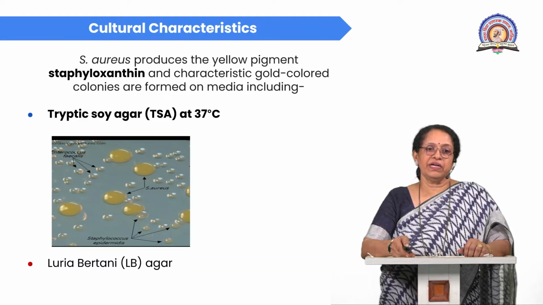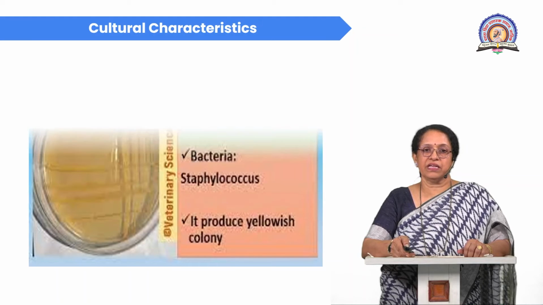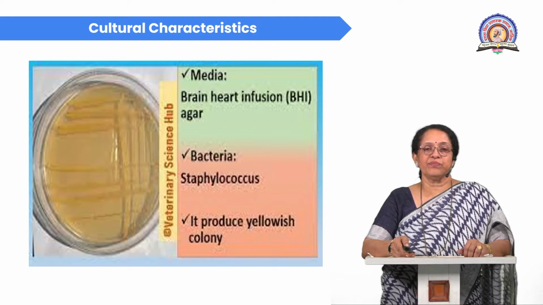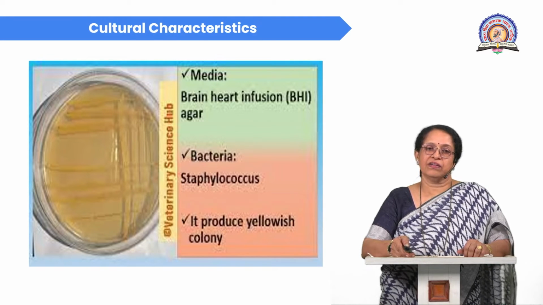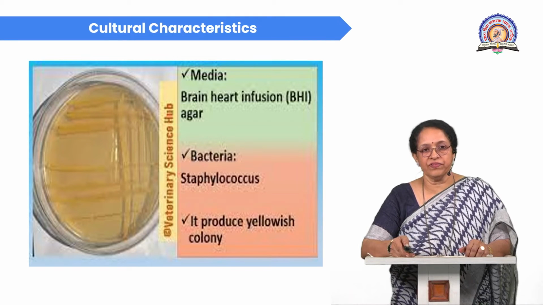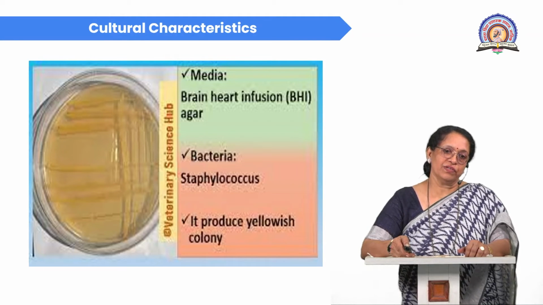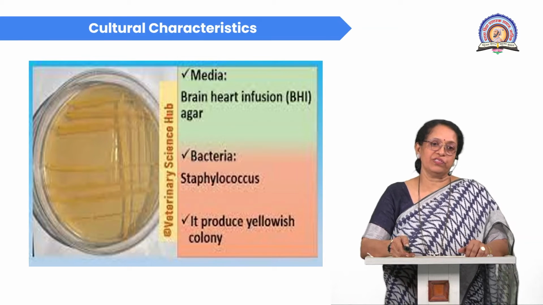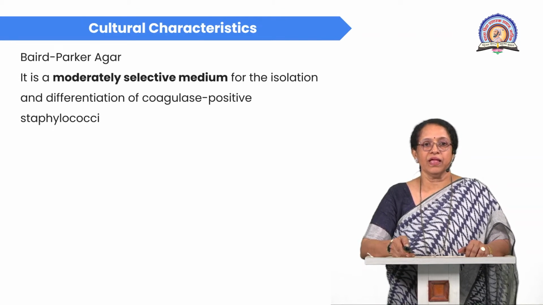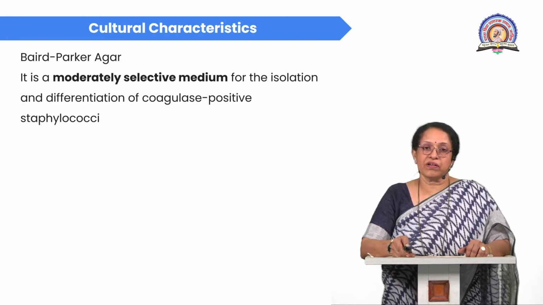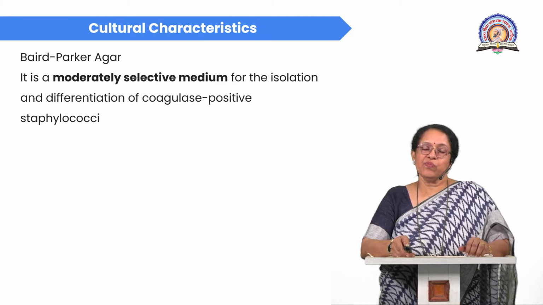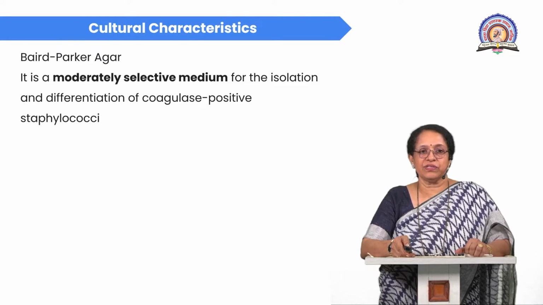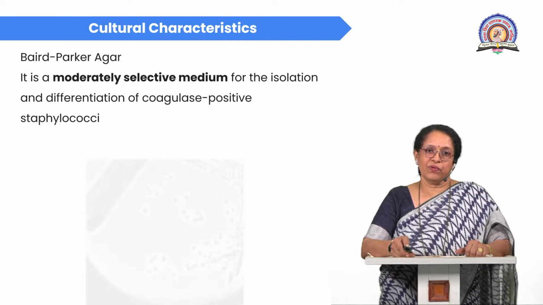Some other media which can be used for the cultivation of this organism are Urea Baird-Parker agar and brain heart infusion agar. On brain heart infusion agar, Staphylococcus aureus again gives yellowish colored colonies. You can use Baird-Parker agar also. This is a moderately selective media for isolation and differentiation of coagulase positive staphylococci.